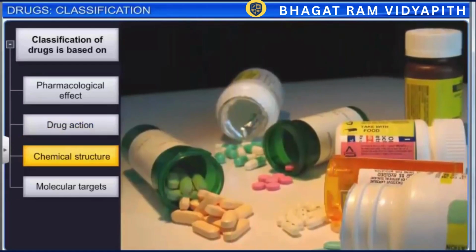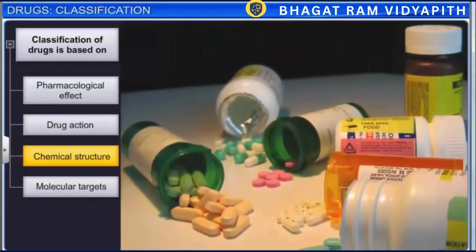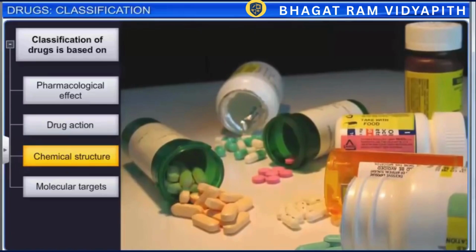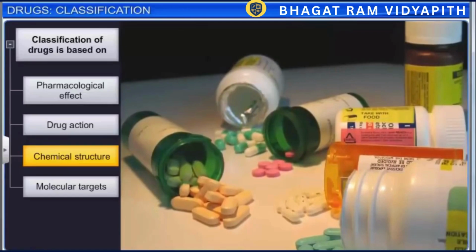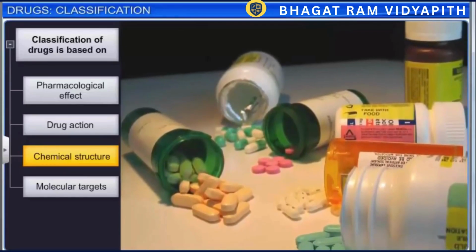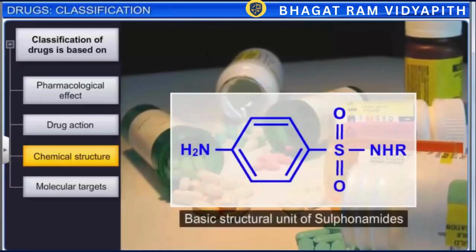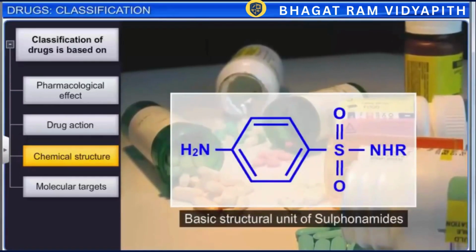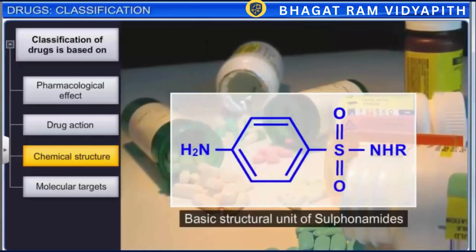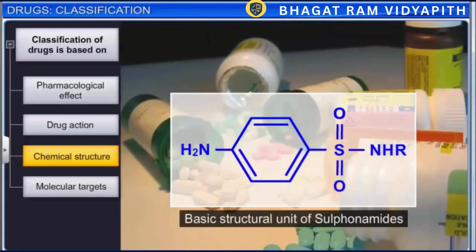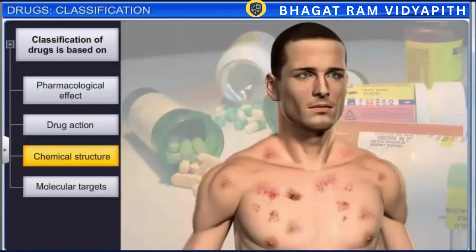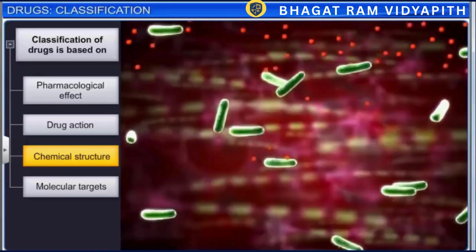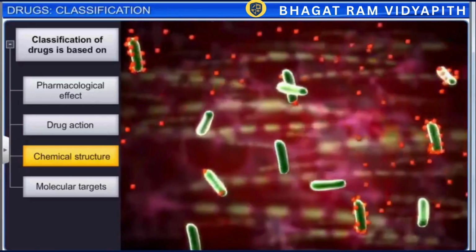Drugs classified according to their chemical structure share common structural features and often have similar pharmacological activity. For example, all sulfonamides have a common structural feature as shown here. Sulfonamides are antibacterial drugs used to treat bacterial infections.